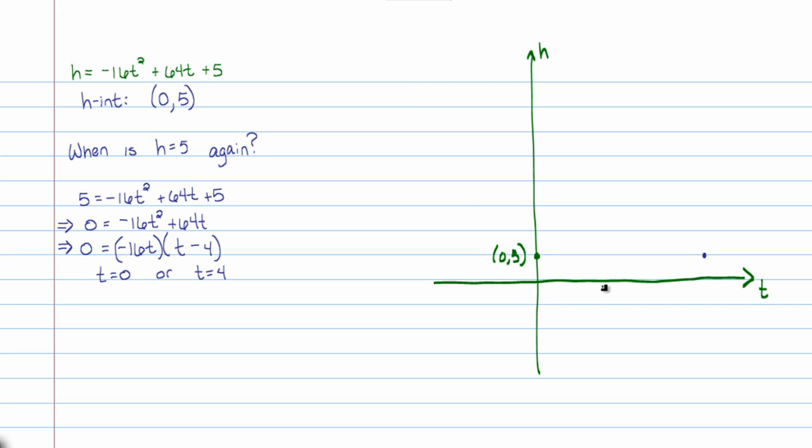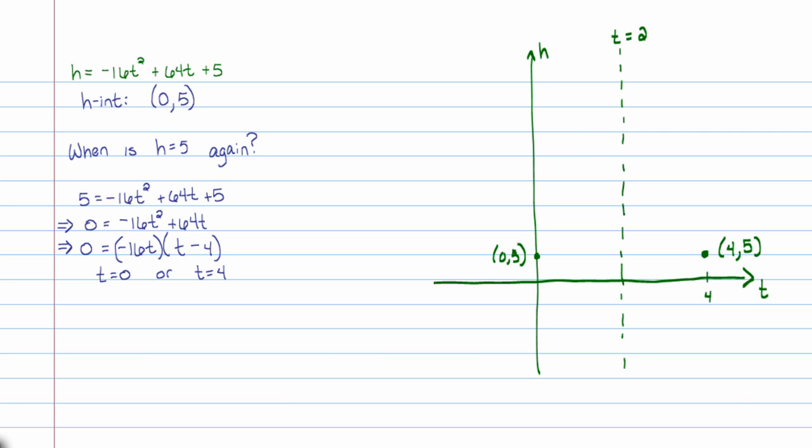When t equals 0, the height is 5. So this must be t equals 4. The height is 5. And halfway in between is the axis of symmetry. And you know what? That's all we really need to know. Axis of symmetry occurs at t equals 2.